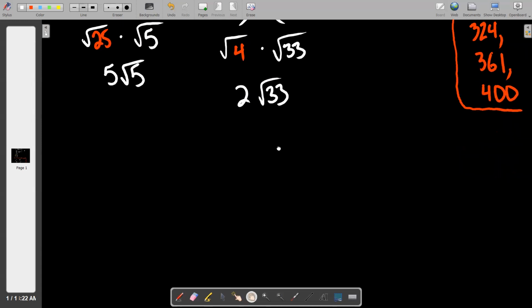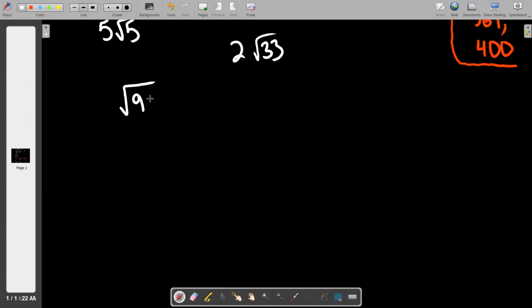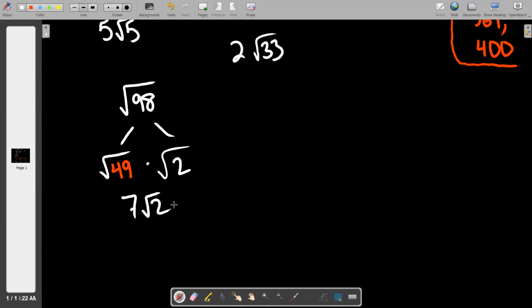Okay, let's try again. Root 98. Nice job. And as you work your way through the red list, you try 4, 9, 16, you try a bunch of stuff, and eventually you're like, hot dog, baby. I just figured out that 49 doubled is 98. Sweet. And 49 is gorgeous. What's the square root of 49? Thank you. So we get 7 root 2.